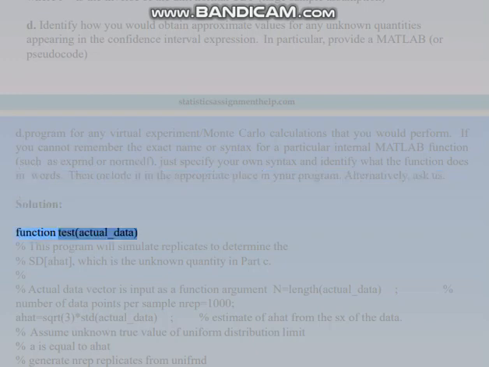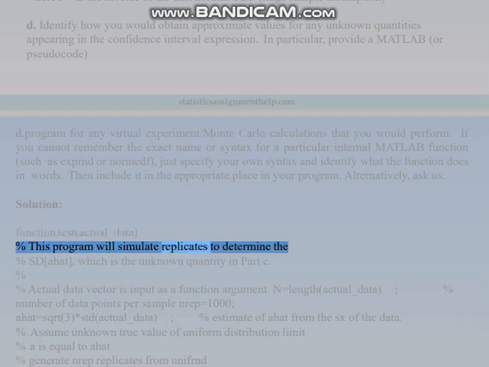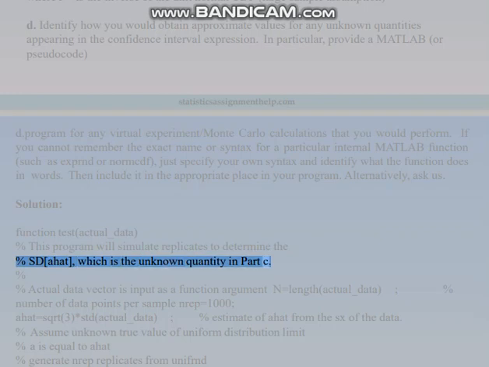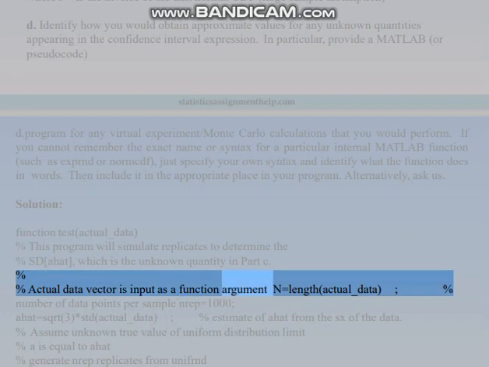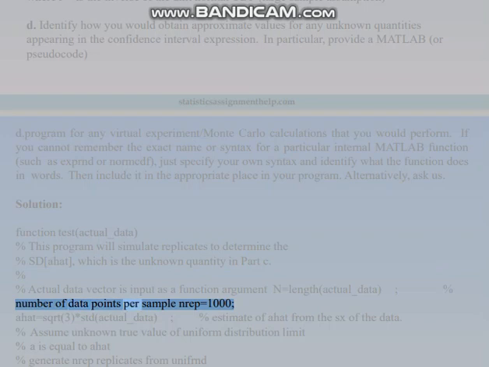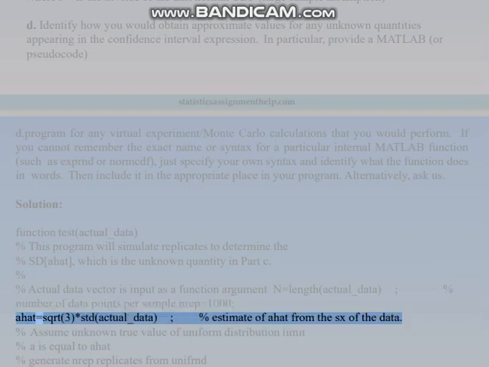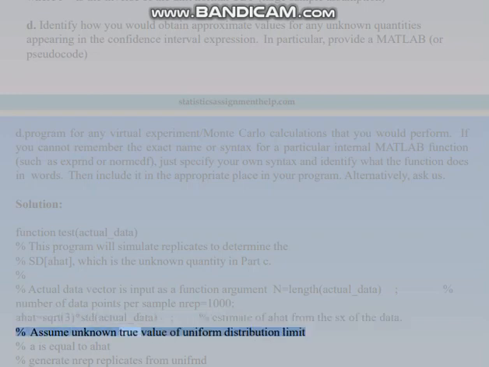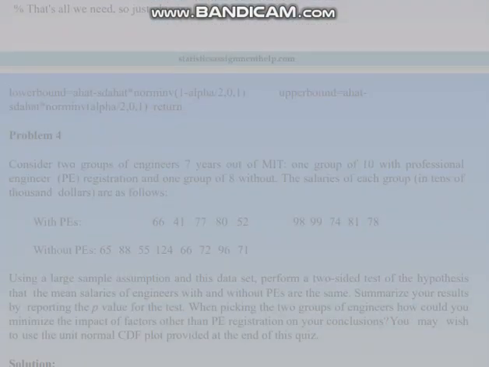Solution. function test(actual_data). % This program will simulate replicates to determine the SD of a hat, which is the unknown quantity in part C. % actual data vector is input as a function argument. n equals length of actual_data, % number of data points per sample. nrep equals 1000. a hat equals sqrt(3) times std of actual_data, % estimate of a hat from the sx of the data. % Assume the unknown true value of the uniform distribution limit is equal to a hat. % Generate nrep replicates from unifrnd: sim_data equals unifrnd(-a hat, a hat, n, nrep). % Compute the estimate for each replicate: sim_a_hats equals sqrt(3) times std of sim_data. % Find the standard deviation over the estimate replicates: std_a_hat equals std of sim_a_hats. That's all we need. So just plug in.